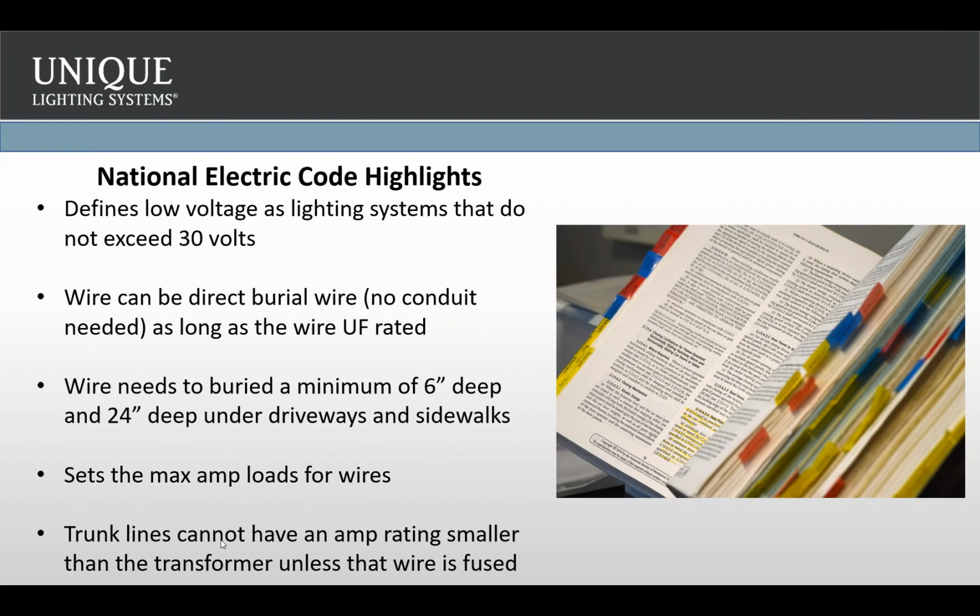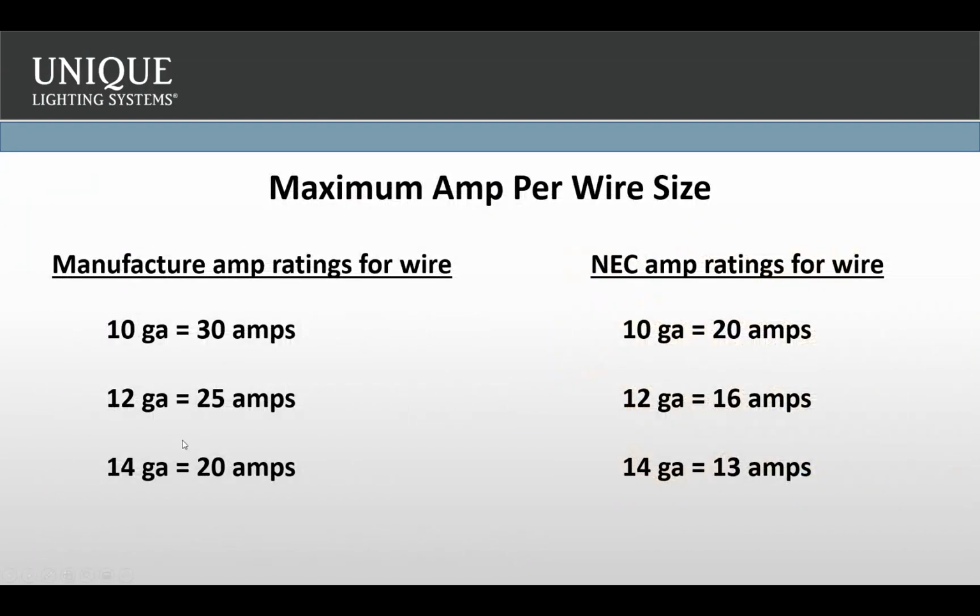It's not just going to burn up, but if there is a short, that will burn up before the transformer has an opportunity to trip its breaker. So if you're using a wire smaller than the breaker on the transformer, you need to put a fuse on that wire, or use a wire that's rated at the same amp rating as the transformer that you're using. So, maximum amp rating per wire.